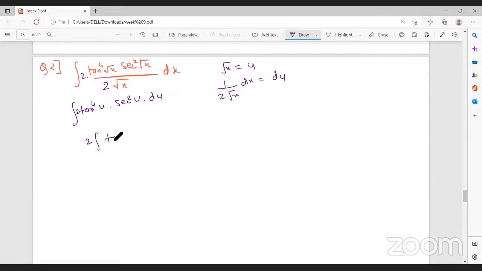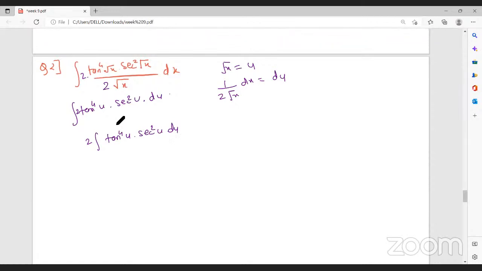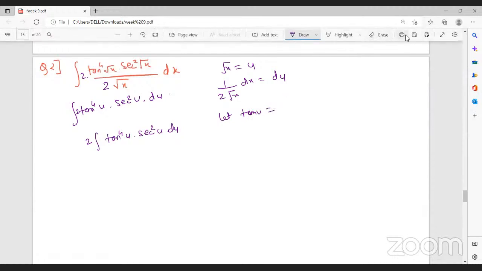Now how do we solve this integral, 2 into integral of tan to the power 4 u sec square u? Just observe this. You can apply the same substitution rule here also. Let t equal tan u. Why are we not taking it at the start, tan root x equal to u? Yes, that we can also do.